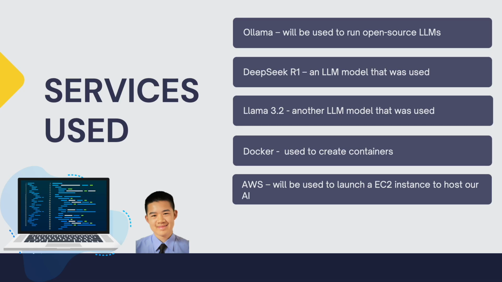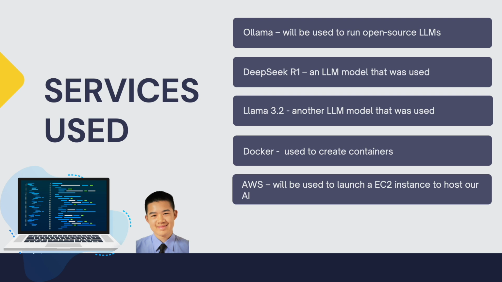To complete this project, we relied on 5 key services. First, we used Ollama as a platform to run our large language models. The second service, DeepSeek R1, is a newly released LLM that's similar in functionality to popular models like ChatGPT. The third service, Llama 3.2, is another powerful LLM that we included in our testing process. The fourth service is Amazon Web Services, AWS. We used AWS to launch an EC2 instance which serves as our cloud environment to host Ollama.